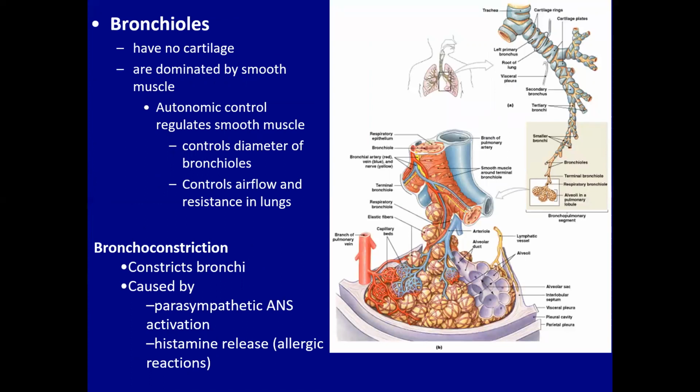The bronchioles, as you can see down here, have no cartilage, completely devoid of the blue. Therefore, smooth muscle is the main control, which means it's autonomic, and it's going to control the diameter and the airflow and the resistance into the lung. Bronchoconstriction means that we have constricted bronchi, and it is caused by your parasympathetic autonomic nervous system that activates it, and a histamine release if we're having an allergic reaction.